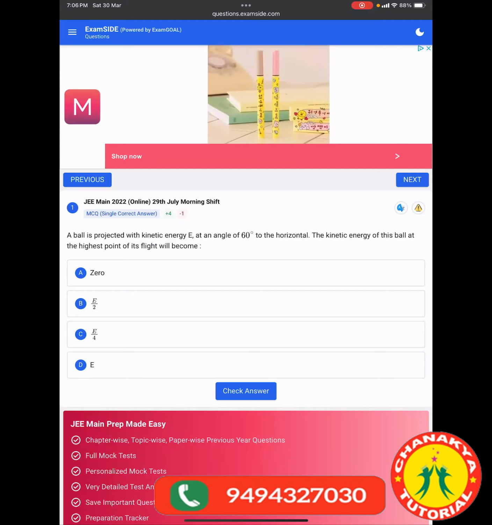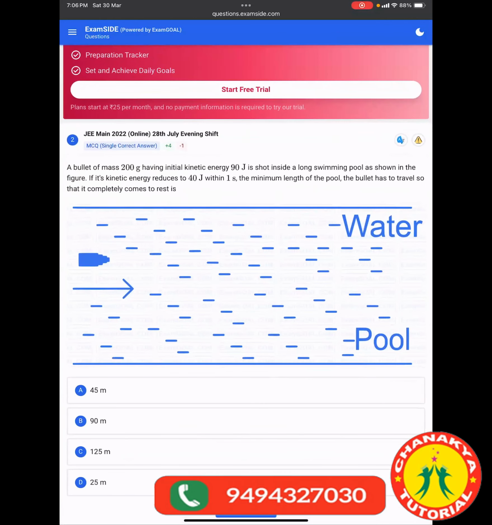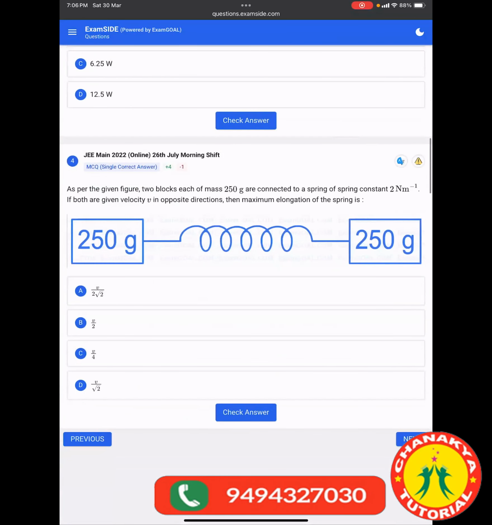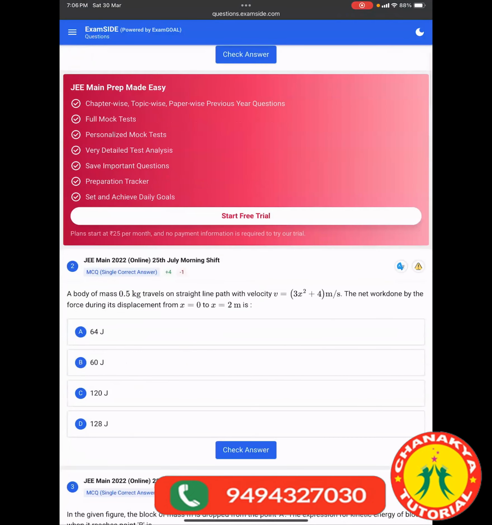Okay. In 10 seconds, you can solve these questions. These bullet questions I will teach you separately. Sand is being dropped from the stationary dropper at a certain rate onto a conveyor belt moving with a certain velocity. The power, this question I will teach later. Both are given a velocity v in opposite directions, then the maximum elongation of the spring is this. I will teach later. So far, whatever I have taught will cover these questions. Bullet questions, see, bullet questions are coming a lot.